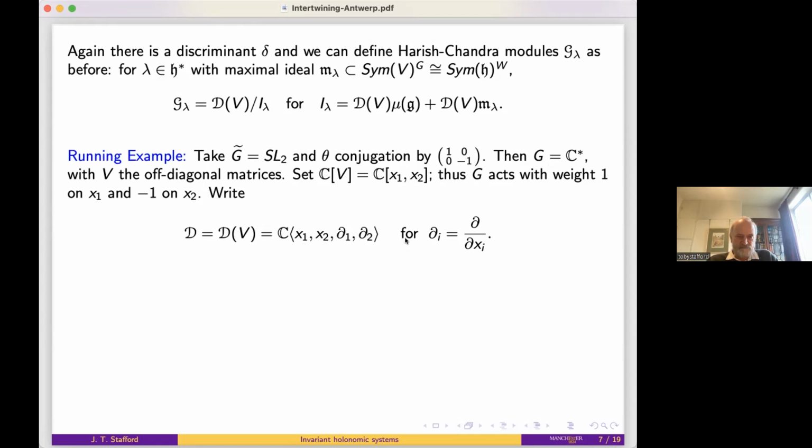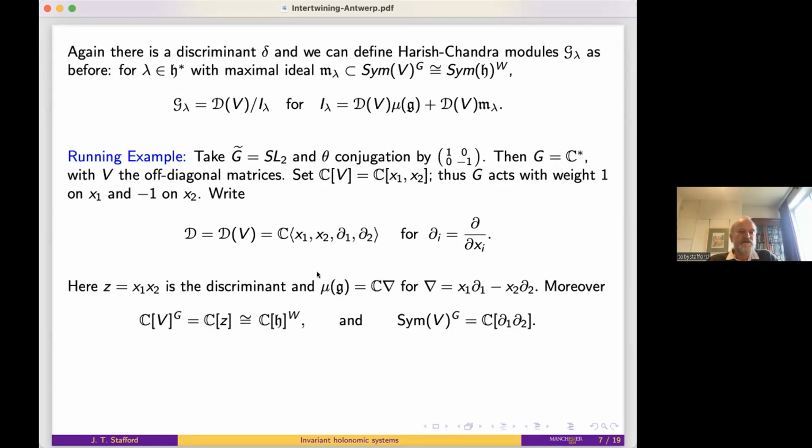So then I'll write my ring of differential operators, the Weyl algebra. So that's polynomials in 2 x's and 2 d by dx's. And the discriminant in this case, well, it just defines the two coordinate lines, so it's x1, x2. The image of the Lie algebra is just generated by the derivation x1 d1 minus x2 d2, and you can sort of guess that's what it must be, given it has weights plus or minus 1.